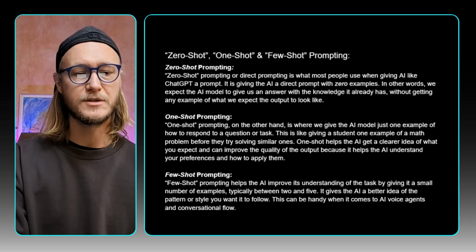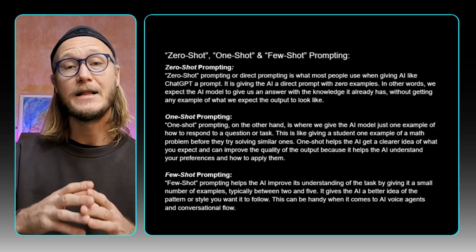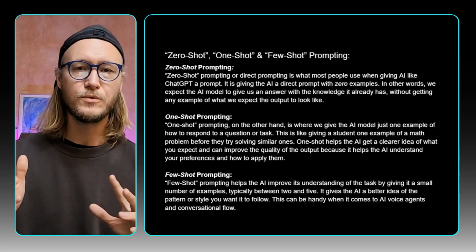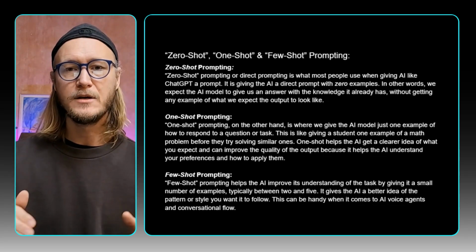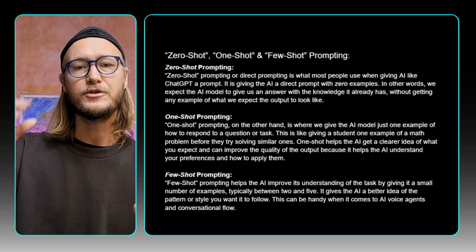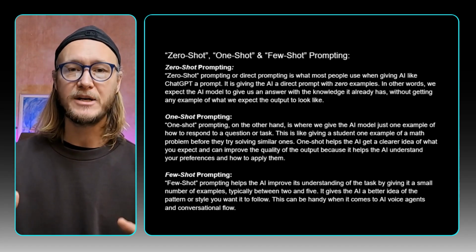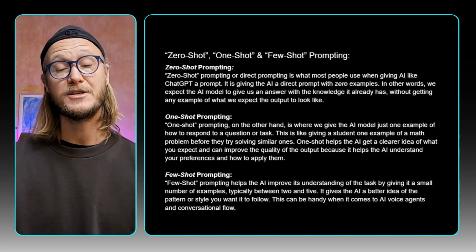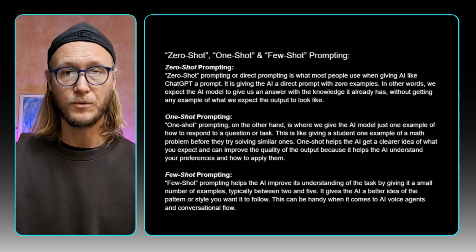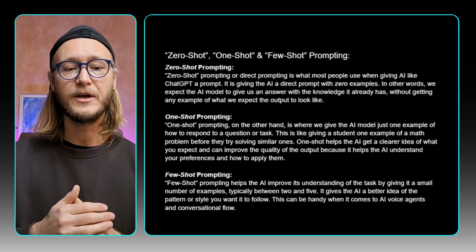Now when it comes to few-shot prompting, on the other hand, that's giving AI usually between 2 to 5 examples so that it can understand a certain pattern that you want it to follow. And this comes very handy, especially when it comes to voice AI agents and conversational flows. So using one-shot prompting and few-shot prompting basically is giving the AI some examples to work from so that it better understands the output that you expect from it.